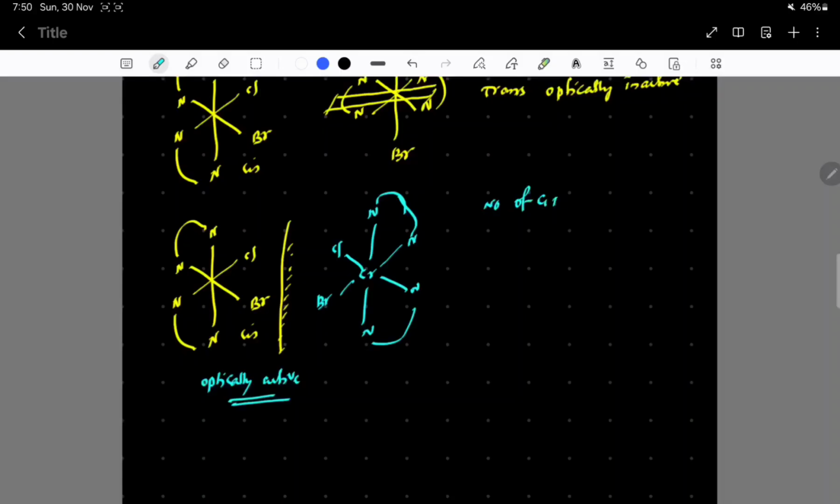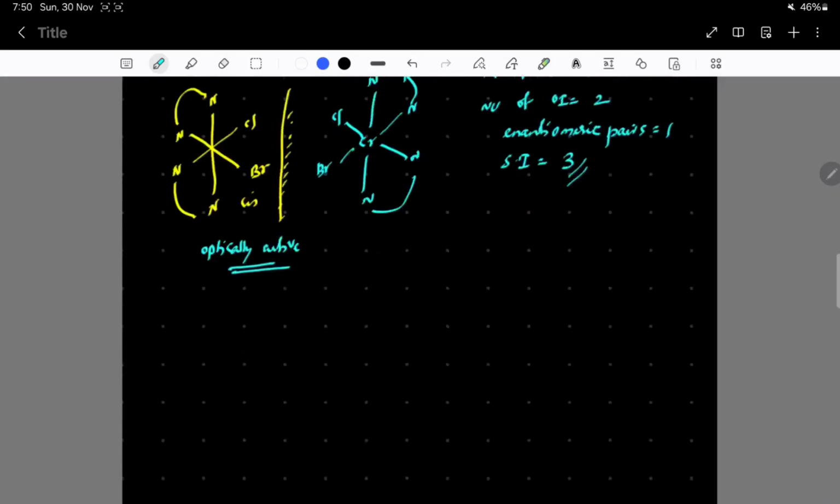Now tell me the answer, student. The number of geometrical isomers will be 2 only. Why? Because there is one cis and one trans only. The number of optical isomers, I can say, will be 2 only. The number of enantiomeric pairs will be 1 only. Now tell me, student, the total number of stereoisomers: 3 is the right answer, right?